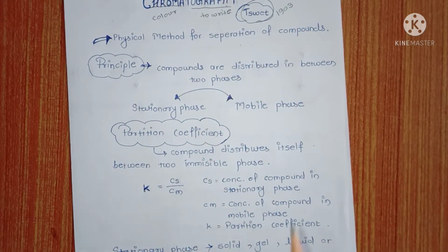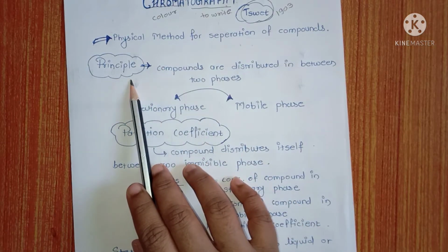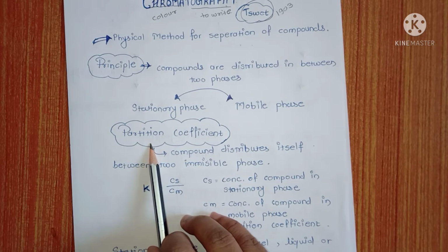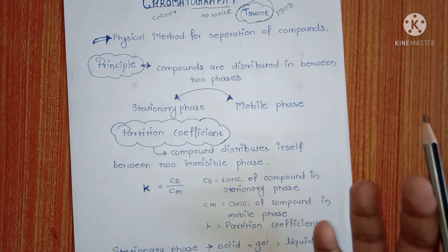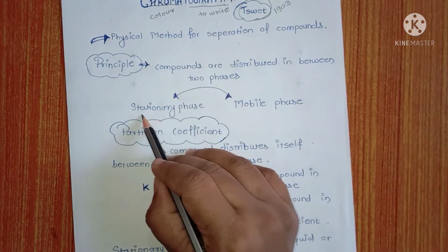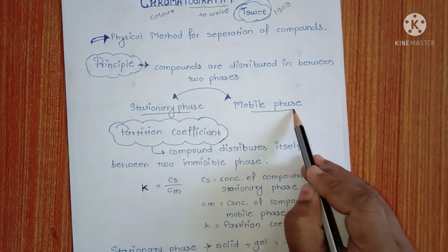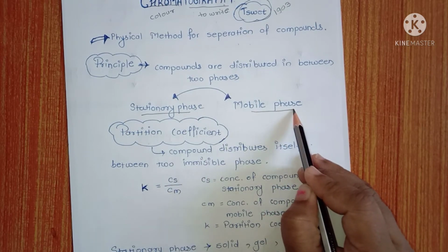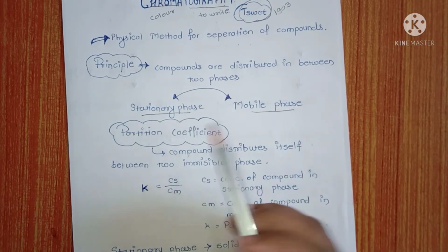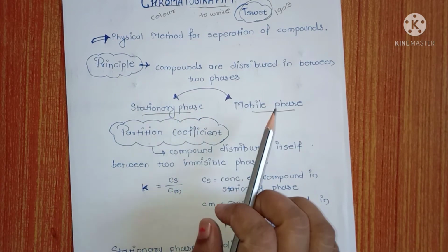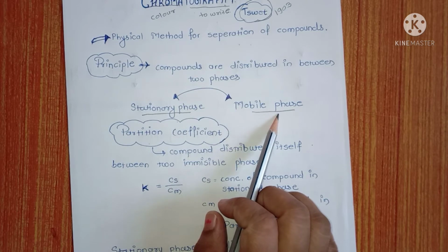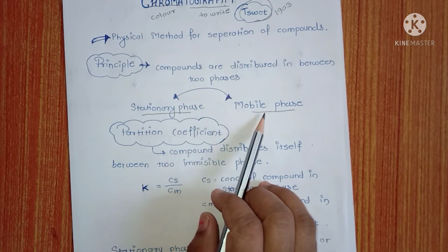Next, what is the principle of chromatography? It is the partition coefficient, also called the distribution coefficient. The compounds are distributed between two phases, the stationary phase and the mobile phase. The stationary liquid held in fiber paper is called the stationary phase, and the moving liquid or developing solvent is called the mobile phase.